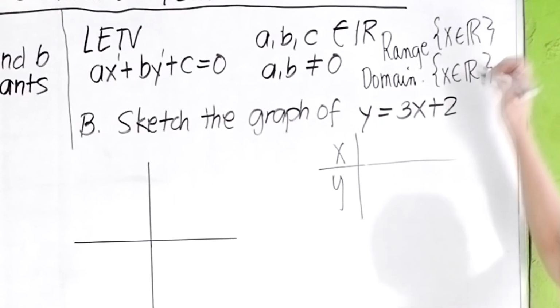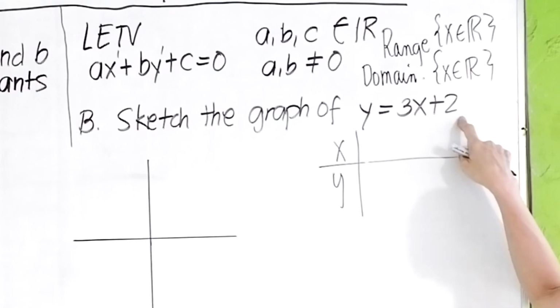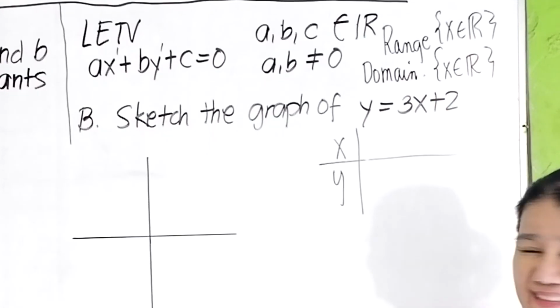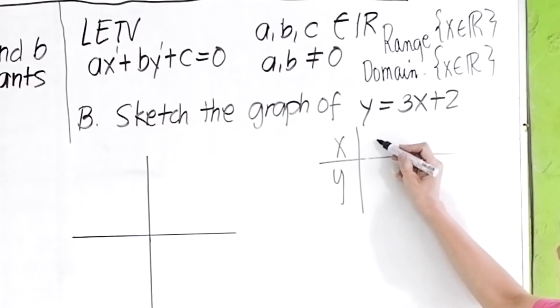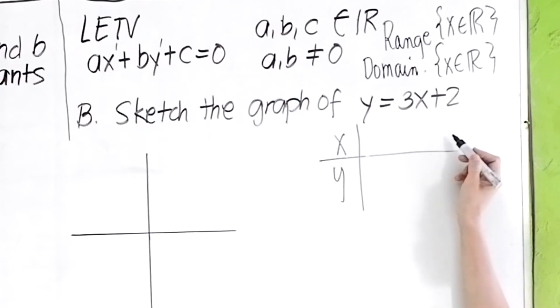In other words, if I substitute 1 to x, 3 times 1 is 3, plus 2 is 5, y is still a real number. Now, the question is, can I substitute any value of x here?